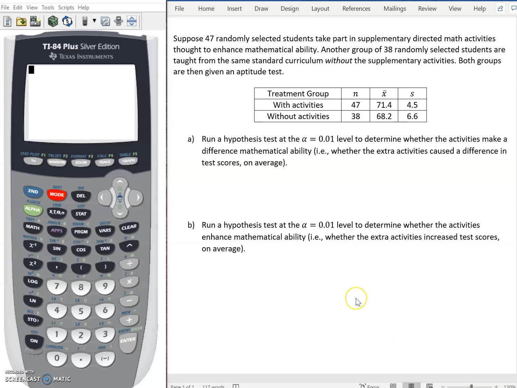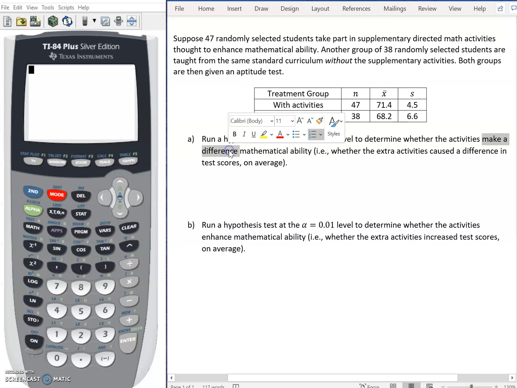We'll look at two versions of a hypothesis test to see if they actually did help. The first one is going to be determine whether the activities make a difference. Making a difference just means some kind of change. It could be a positive change. Maybe the activities hurt, so it could be a negative change. I would imagine they wouldn't, but we're trying to see if it in some way made a difference.